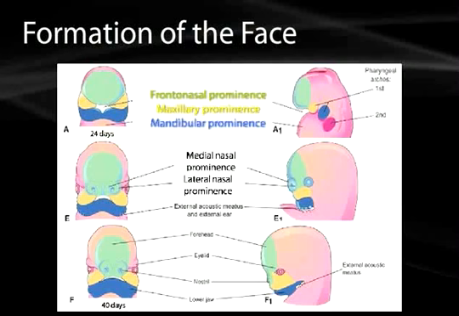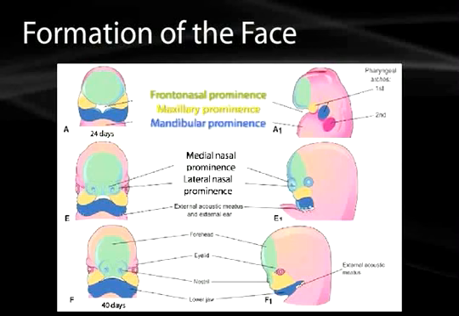Now we'll move on to the formation of the face. There are 3 key players that are crucial in the formation of the face itself: the frontonasal prominence, the maxillary prominence in green, and the mandibular prominence in blue. The yellow and green are actually 2 separate components of the pharyngeal arch 1.